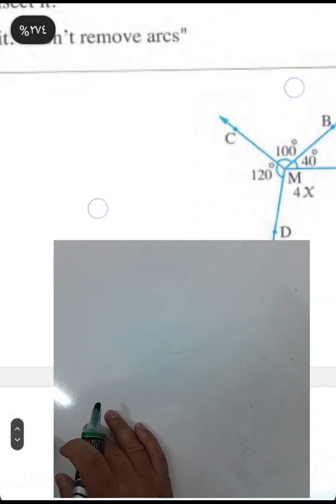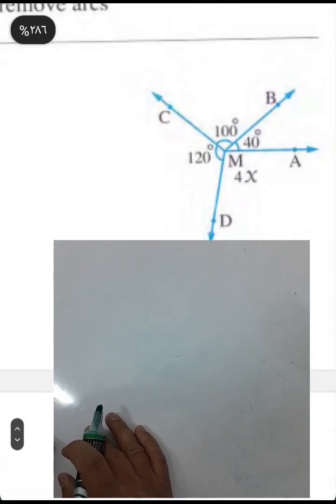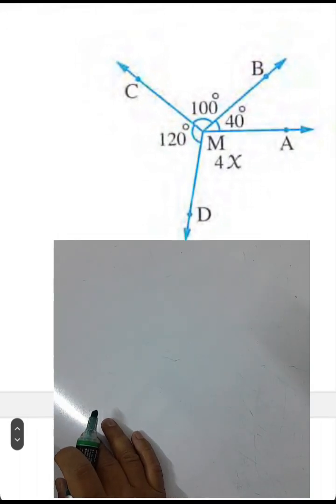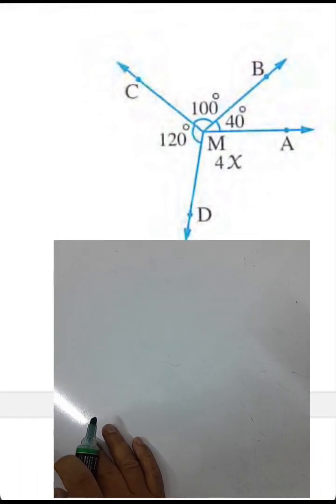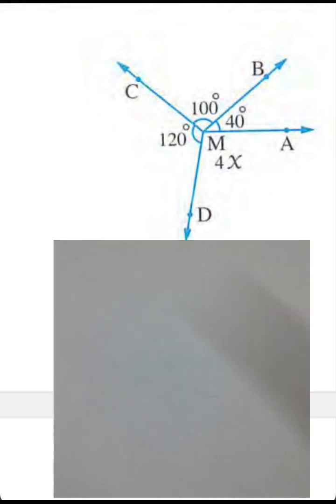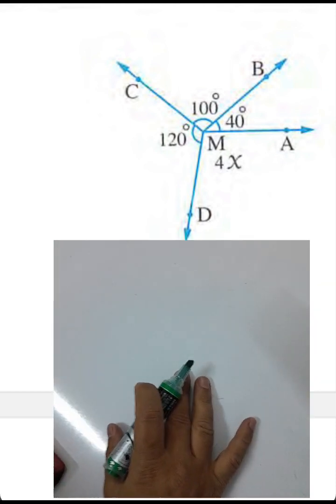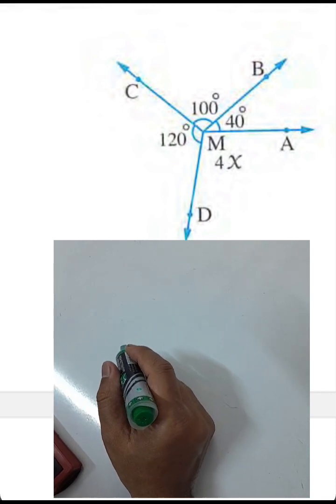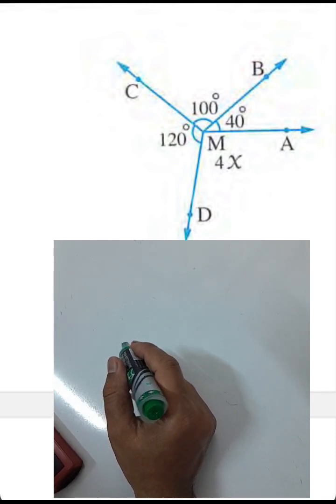Okay, I will solve the example to find the value of x. We have cumulative angles here, the sum of them equals 180 degrees. No, 360, because we call it a cumulative angle. But if we have a straight line, we find the result by subtracting from 180. But in this example, cumulative angles, then we can write steps about this angle. We can find the measure of angle AMD.